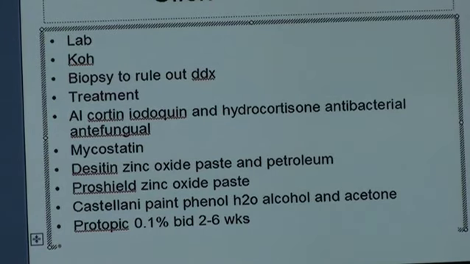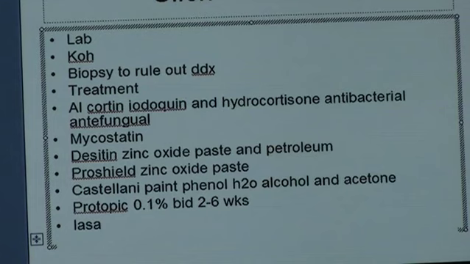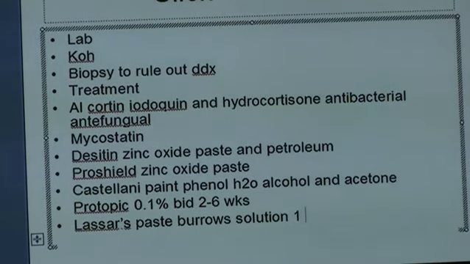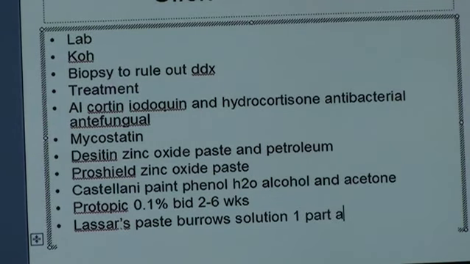What's the one that I talked to you about when we were doing pediatric dermatology? Lassar's, yeah, Lassar's paste. Put that in there. Lassar apostrophe s. What's in there? Lassar's paste, without or with salicylic acid. Burow's solution, one part, which is aluminum acetate solution. Anhydrous lanolin. Would this be something to go to the compounding pharmacy for? Well, probably.